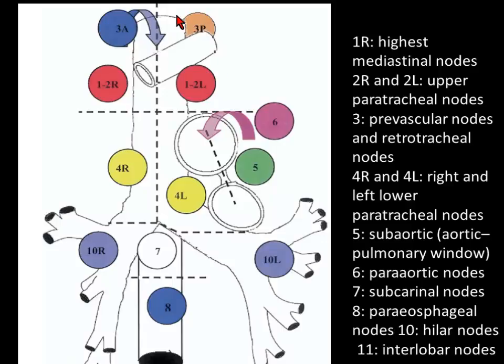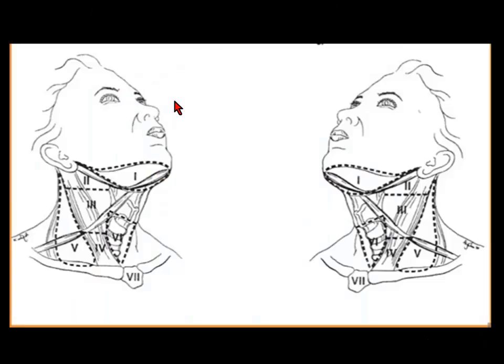This one would be prevascular, yeah. So basically these are anterior mediastinum, yeah? Superior anterior mediastinal lymph nodes. This is very important, and you do commonly see it if you're talking about lymphoma, head and neck cancers.